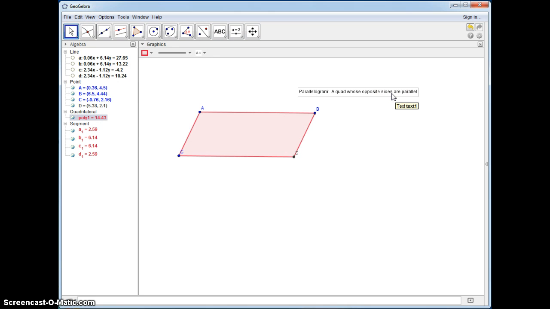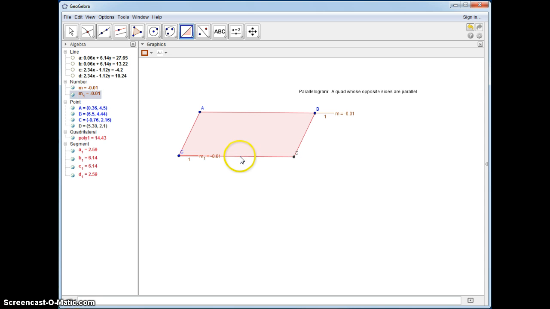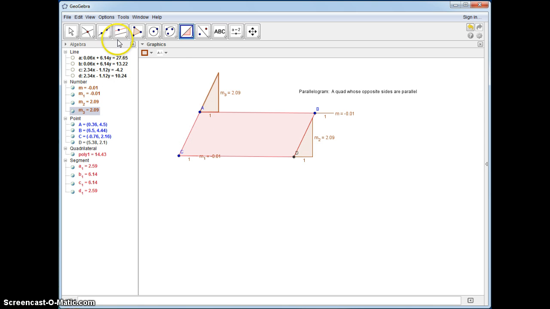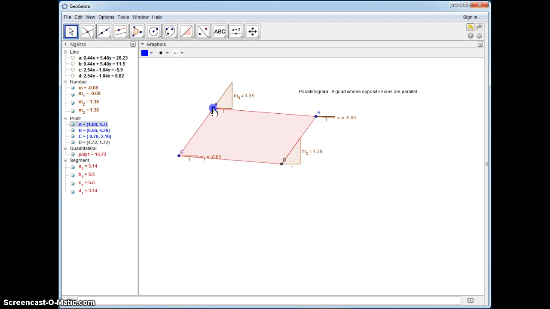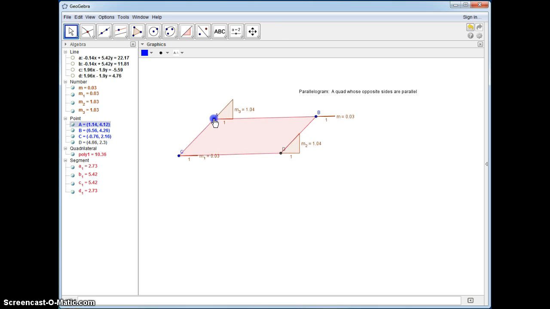A quadrilateral whose opposite sides are parallel. If they're parallel, they have the same slopes. So let's check that. And click on slope here, they're both the same, identical, negative 0.01, here and here. Now this is a construction, so if I move any of the vertices, which I should be able to do, I try that again, it's just frozen right now, I don't know why this one won't move, there it will. Any of the vertices, the slopes are always congruent.